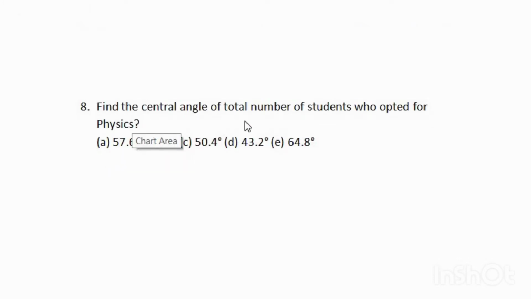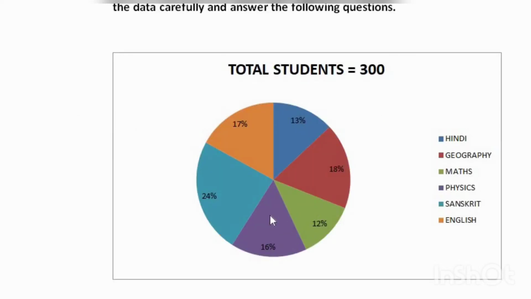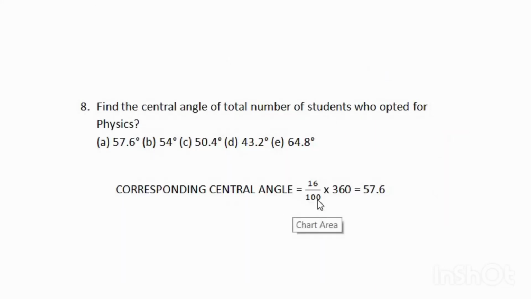Next question, find the central angle of total number of students who opted for physics. Now how to find the central angle? Central angle is found by multiplying the required number or fraction into 360. Here the question is to find the central angle of students who opted for physics. So from the graph, physics is how many percentage? 16%, right? So dividing that fraction into 360, you will get the central angle.